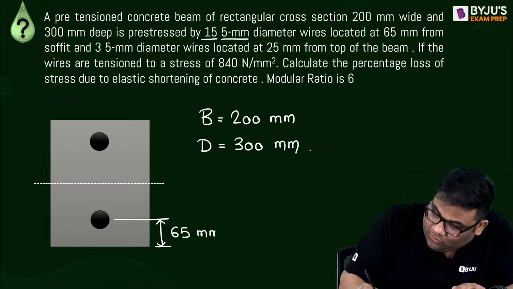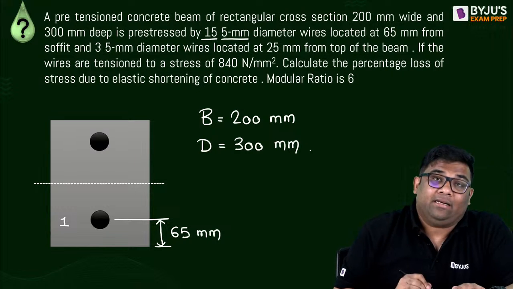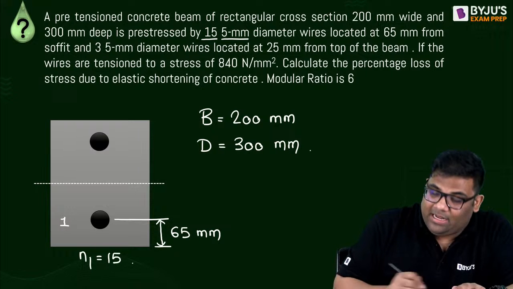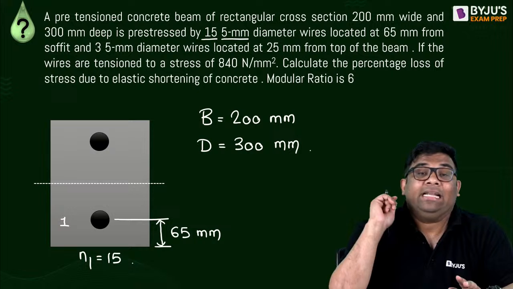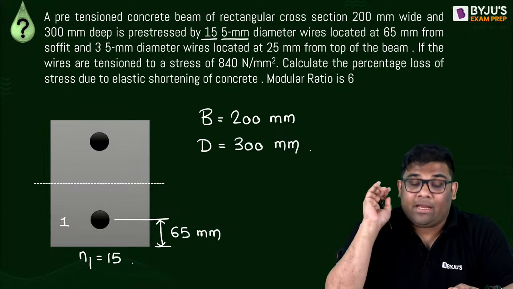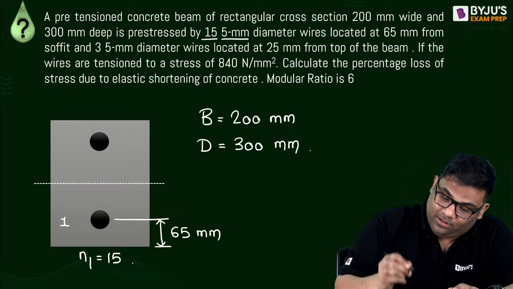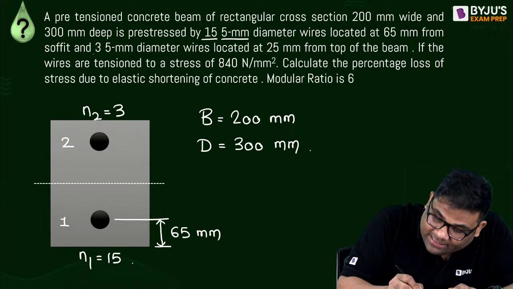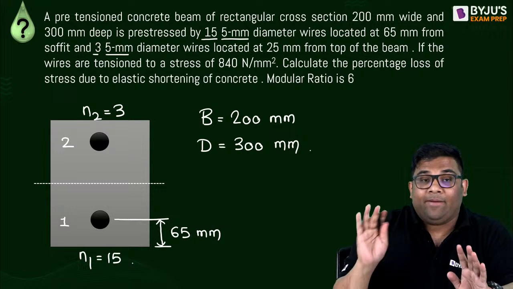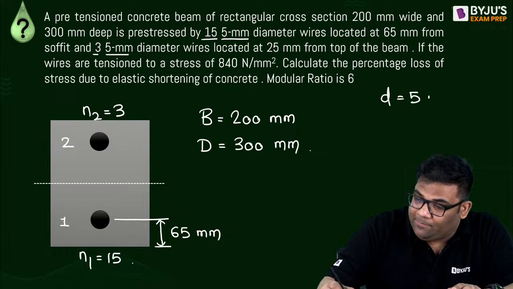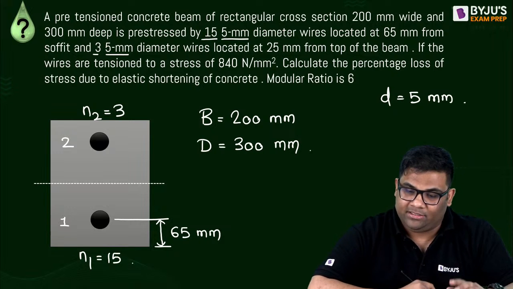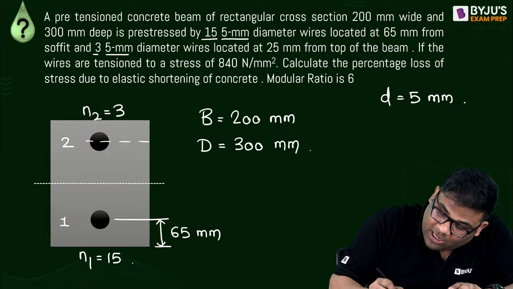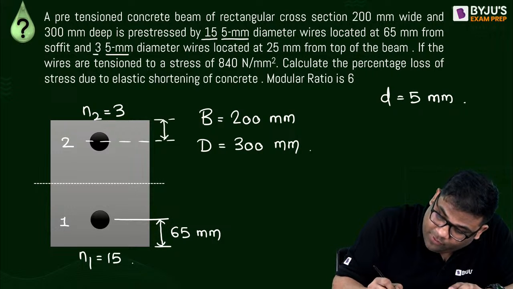So I can say this is location 1. Here, how many wires are there? N1 is equal to 15. 15 wires are there in this tendon, at 65 from soffit. The other one is 3 5 mm wires at location 2, here N2 is 3 wires. So the diameter is 5 mm, but the numbers vary in each tendon. It is located at 25 mm from top.